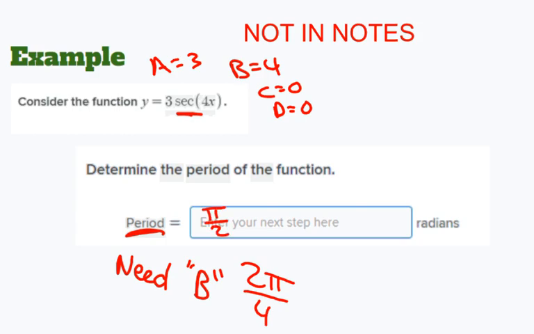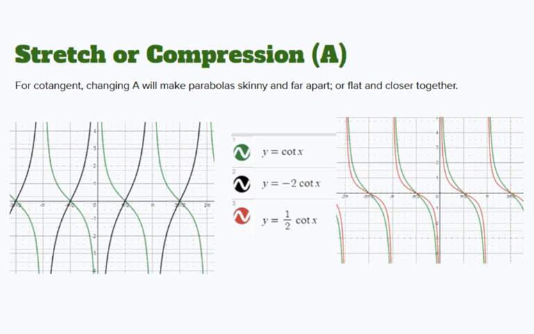Pi over 2 would be my answer. You don't have this in your notes. It's not in your notes. But I thought it was a good example anyway. It's going to take up too much room for me to share it with you in the notes, but I did want to point it out. I didn't get rid of it.